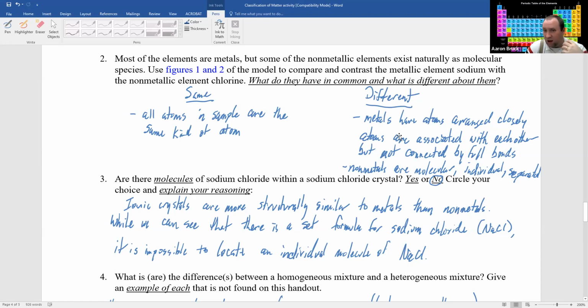Metals tend to be solids. They tend to be arranged very, very closely. All the atoms are associated with each other, but they're not really connected to each other by what we would call formal bonds. Whereas nonmetals tend to have those bonds in them. They tend to be more molecular, and depending upon the phase of matter, because the nonmetals do exist in the solid, liquid, and gas phases.